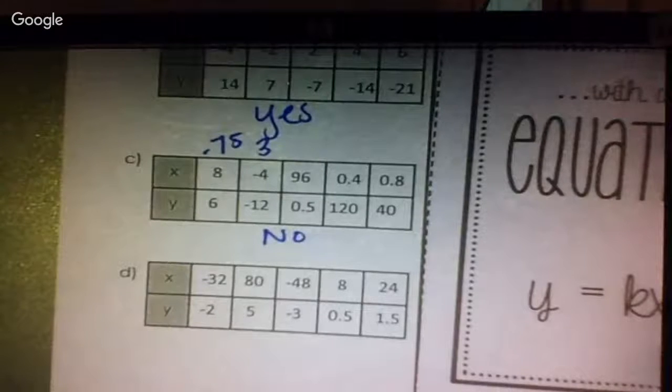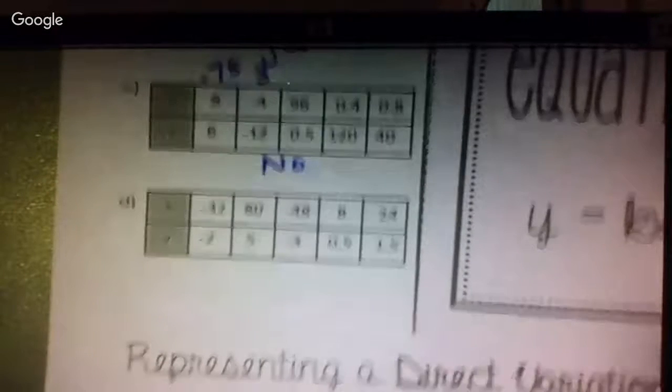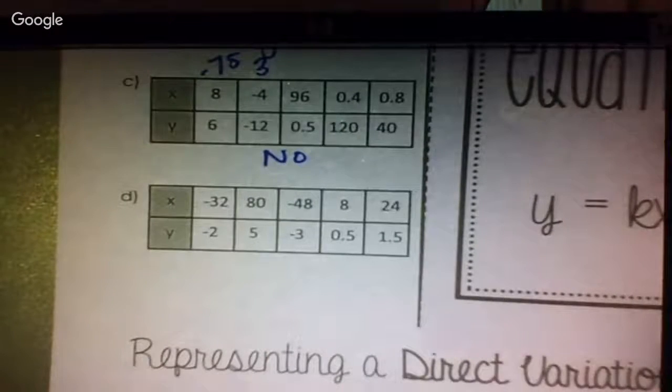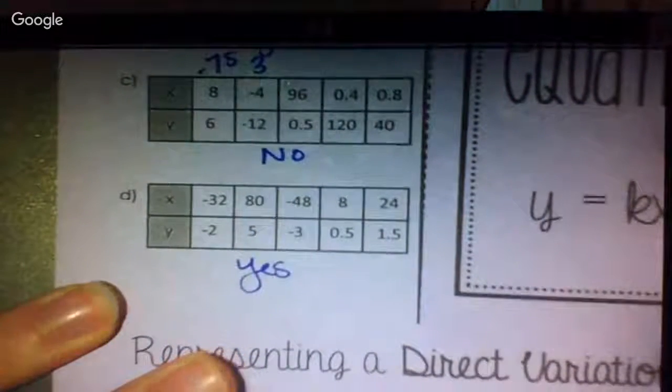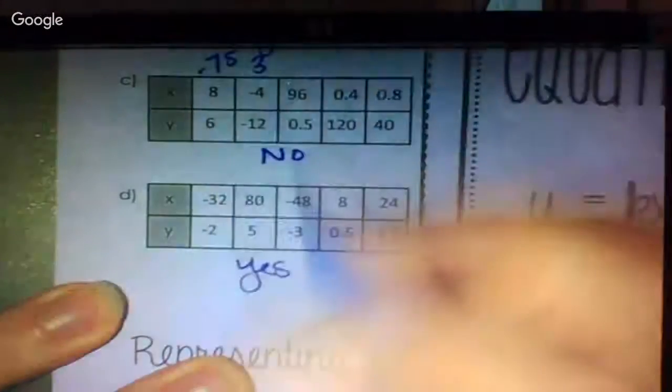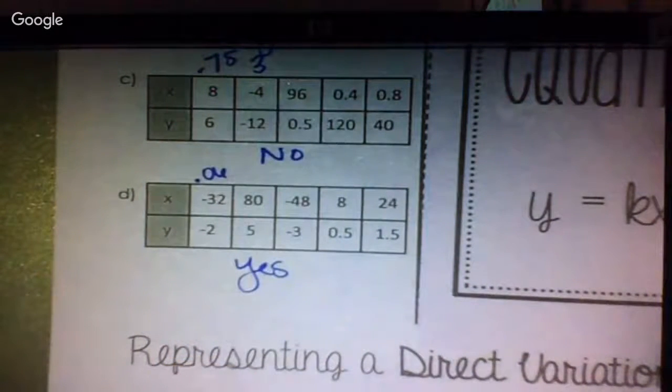Okay. Finally, my last one. Delicia, you said yes. Good. I agree. It's 0.06. Good, Rebecca. 2.5. 6.25.